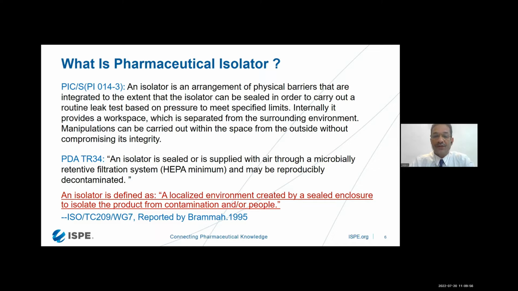All the definitions finally come to one particular point, and the key points are: it is a contained decontaminated environment, which you are going to decontaminate using vapor hydrogen peroxide. It is going to be completely sealed, so it will be leak tested, and it provides a continuous isolation of its interior from the external surrounding or the external environment. So it's a localized environment created by a sealed enclosure to isolate the product from contamination and or from the people.